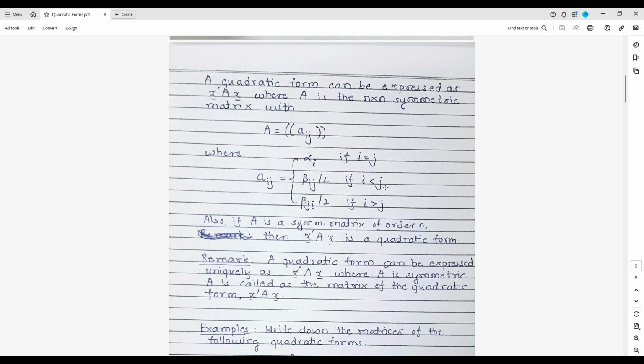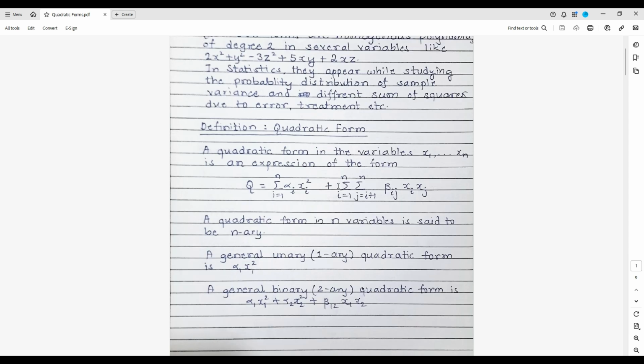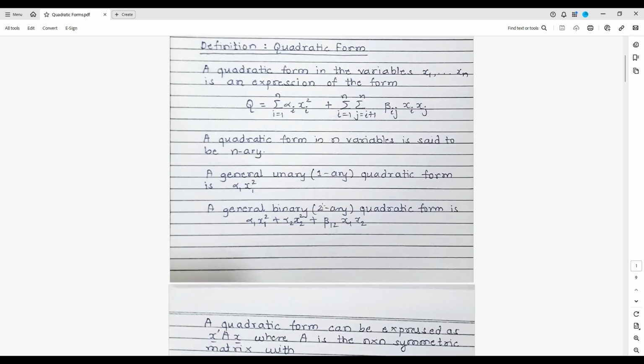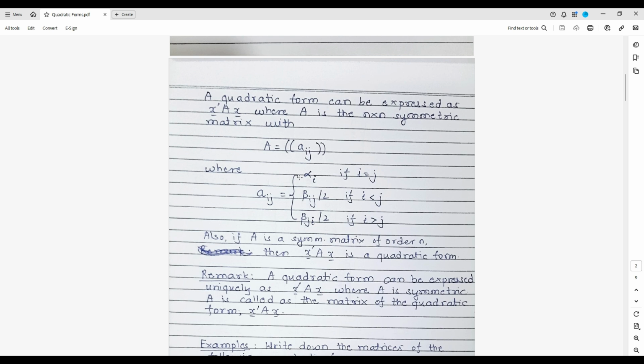So now a quadratic form can be expressed in terms of vectors and matrices such as x prime Ax, where A is an n by n symmetric matrix with components denoted by aij. So the ijth component is denoted by the letter aij. So how would this aij be? If we consider this as the expression for the quadratic form, then i equal to j will refer to diagonal elements. So the diagonal elements of this matrix capital A are equal to the coefficients of the square terms in the quadratic form, that is alpha i.